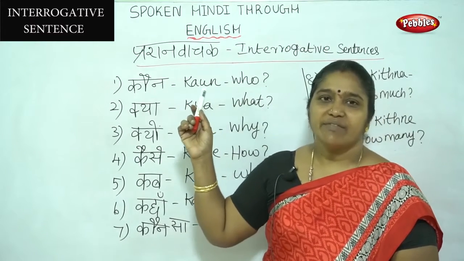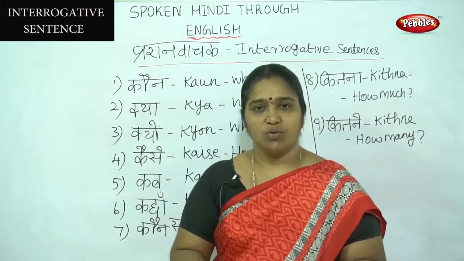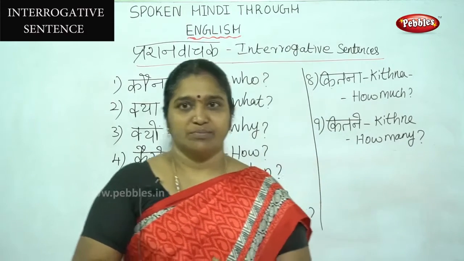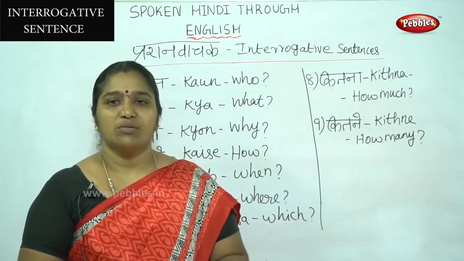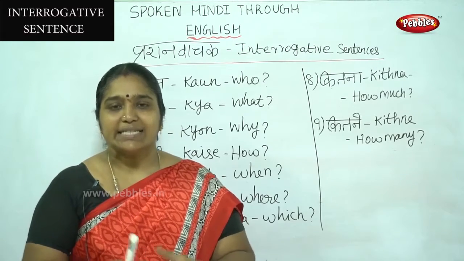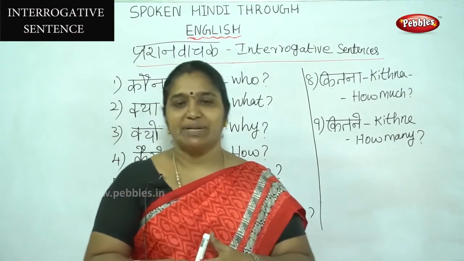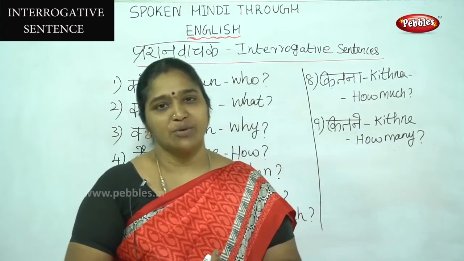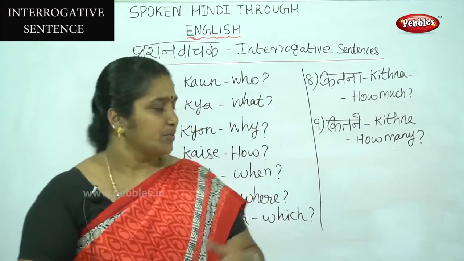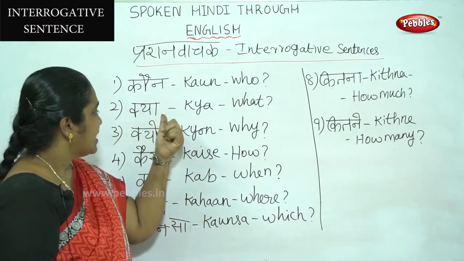In English, we call it as who. Who are you? Tum kaun ho? It is the simple example for who. Tum kaun ho means who are you? Then the second one is kya.